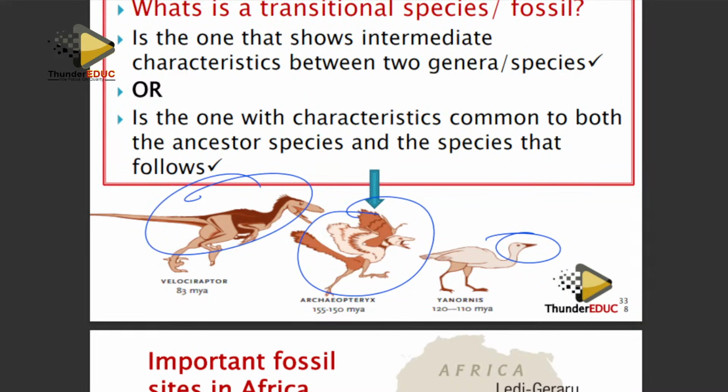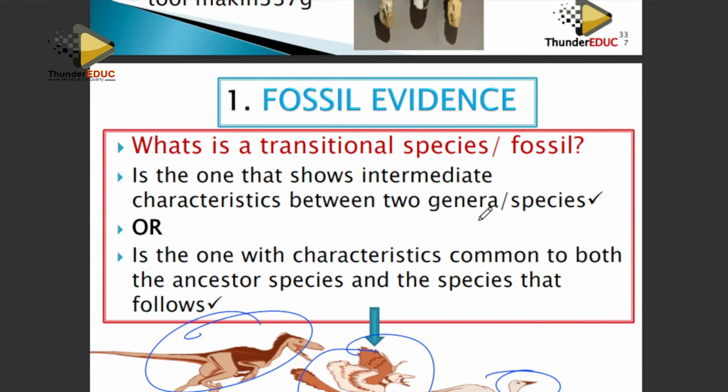So your mother is a transitional fossil: she has the characteristics of her mother and father, and the characteristics of you. So basically she has two sets of characteristics, yours and her father's. An example is Australopithecus sediba, or Karabo, and Homo naledi.